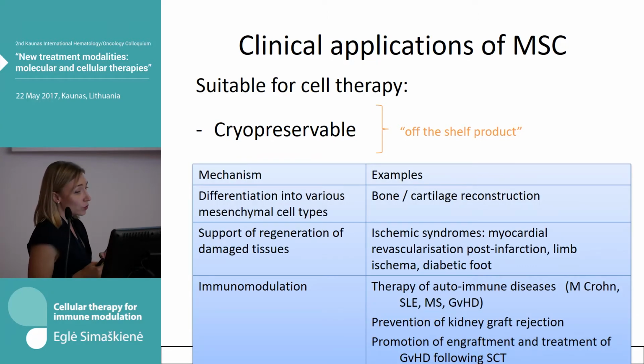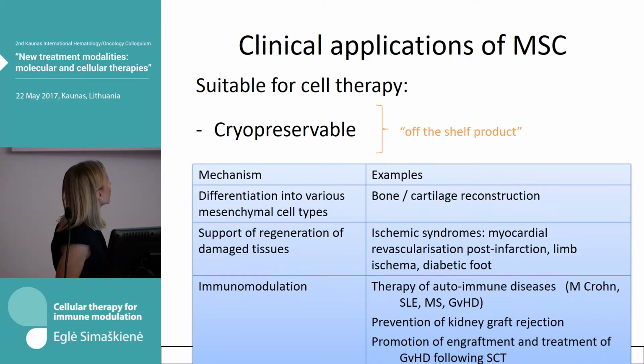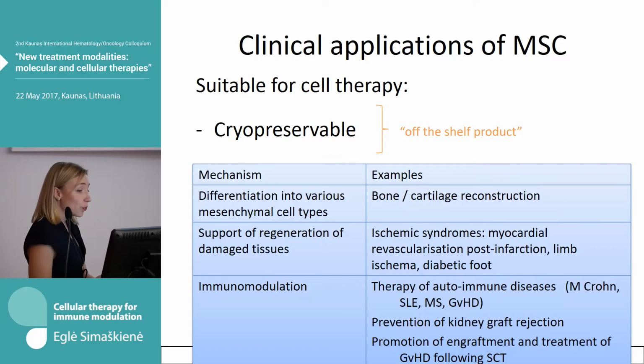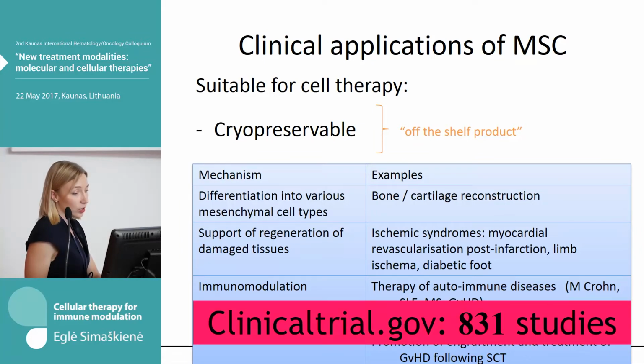Different mechanisms are used for different treatment options, like differentiation into various mesenchymal cell types, which are used for bone and cartilage reconstruction. Support of regeneration of damaged tissues is used for ischemic syndromes like myocardial revascularization, limb ischemia, diabetic foot. And immunomodulation is used, like therapy of autoimmune diseases, prevention of kidney graft rejection, and promotion of engraftment after bone marrow transplantation.